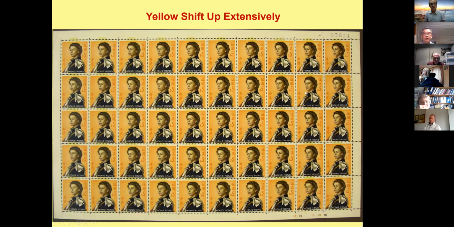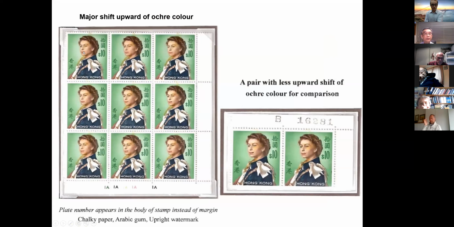And also this one is a very extensive upshift of the yellow color. You can see that this part of the face of the queen is shifting up. And also this number shifts up to here. Also, you can see that this one is a major upward shift of the object color. This part should be here, but it's going up to here. And also part of the queen's face is coming up to here. And this is a lesser upward shift, although it's also shifting up the object color, but it's comparatively mild. So it only shifts up to about here.